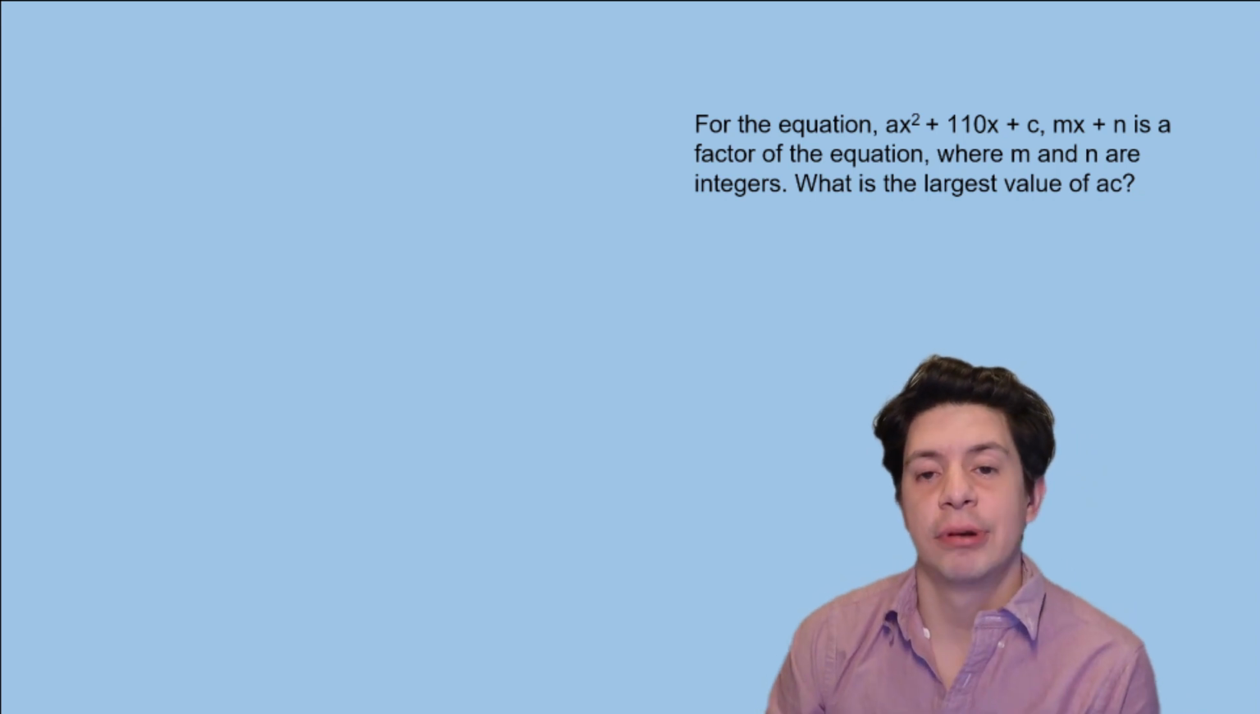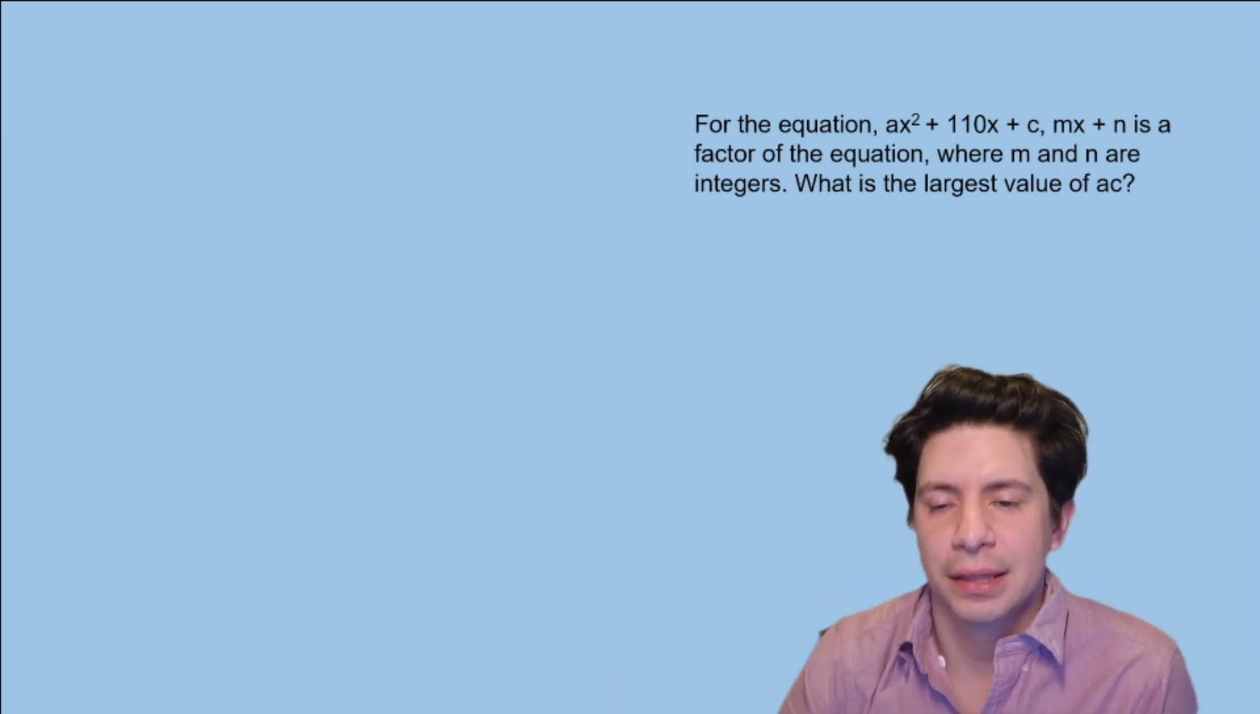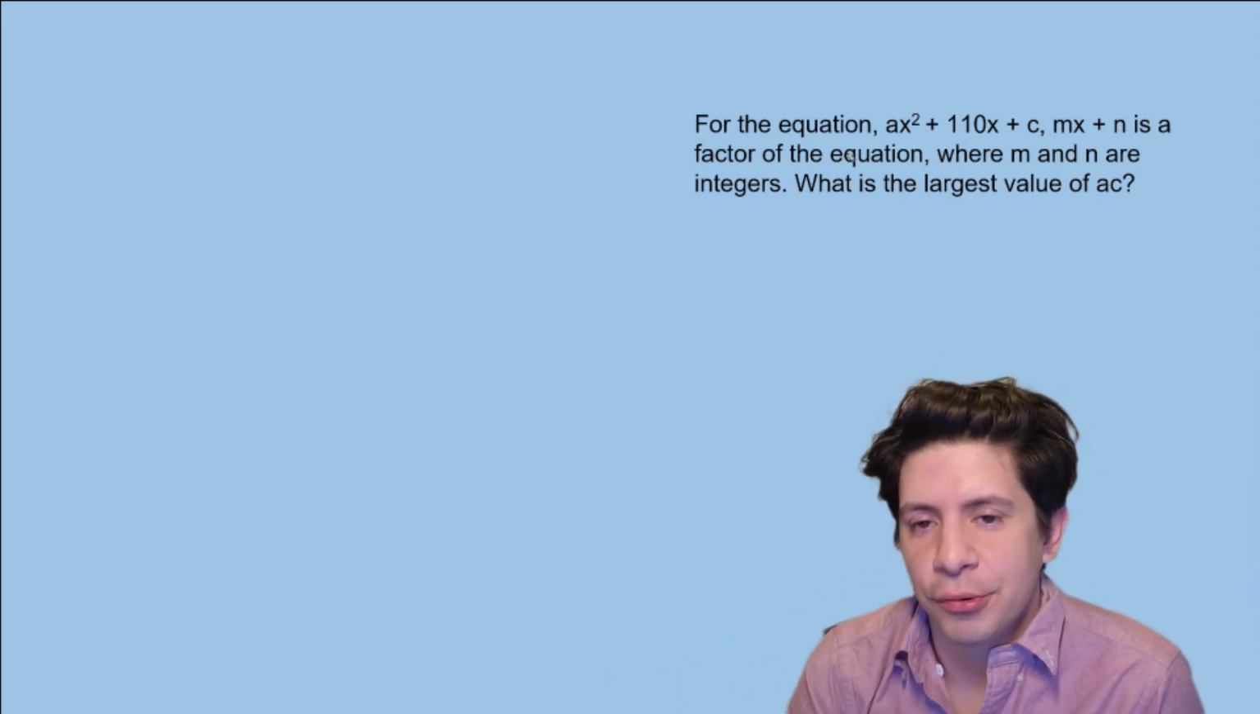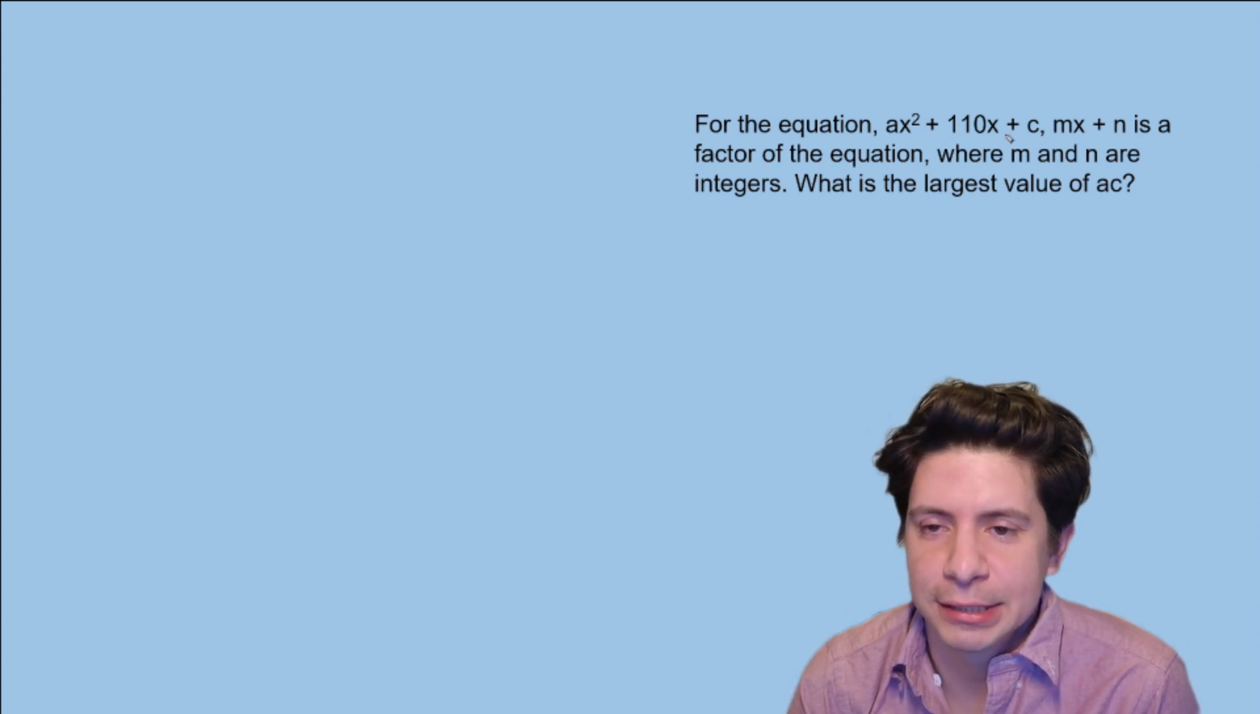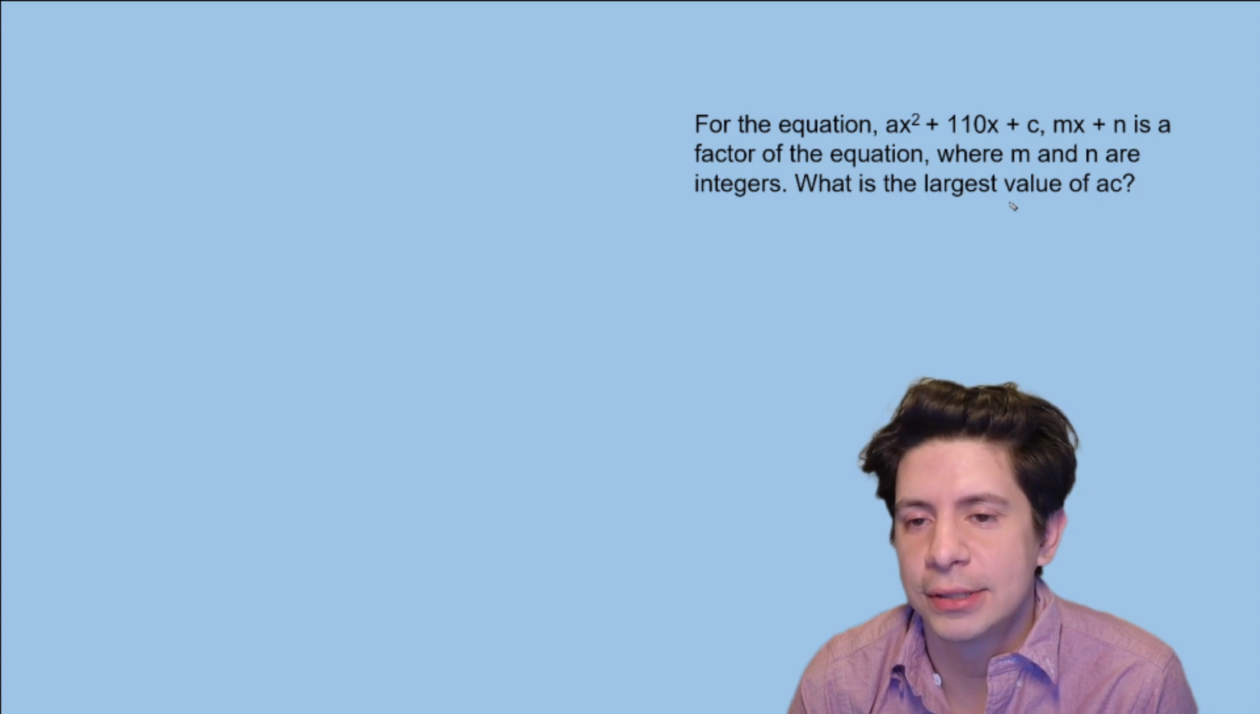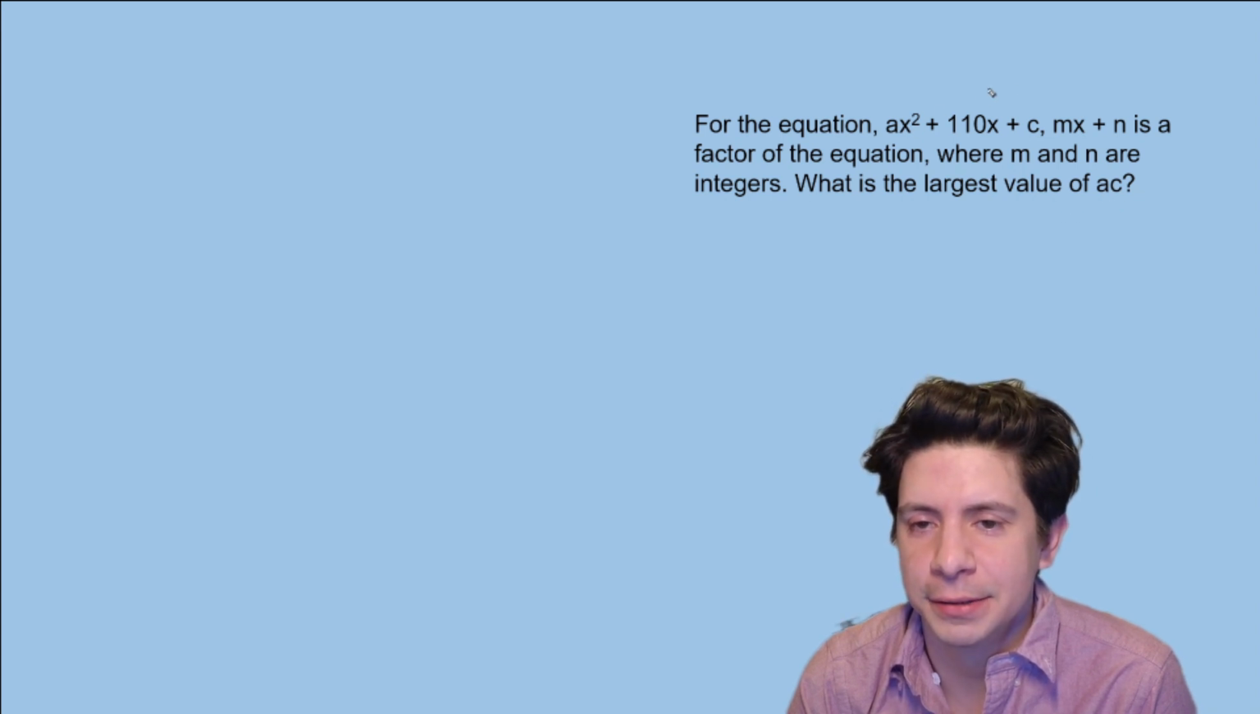Okay, so in this one, we have another one that has to do with the discriminant. For the equation ax squared plus 110x plus c, mx plus n is a factor of the equation, where m and n are integers. What is the largest value of ac?